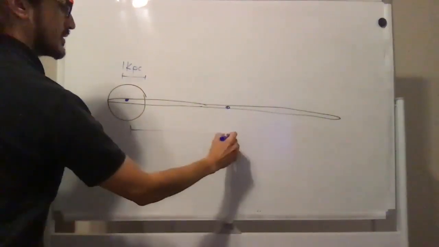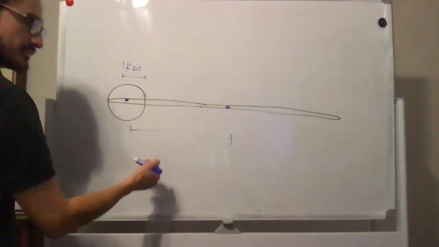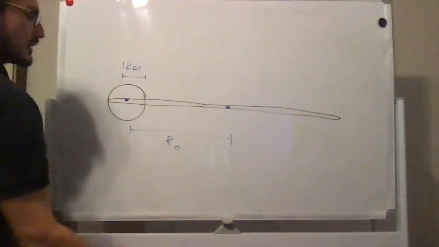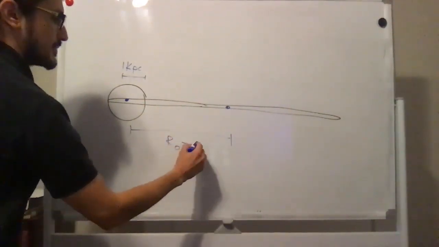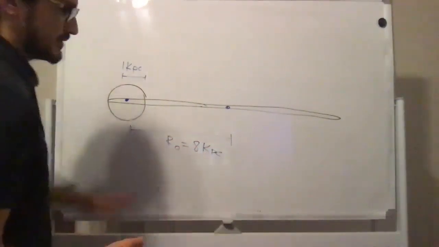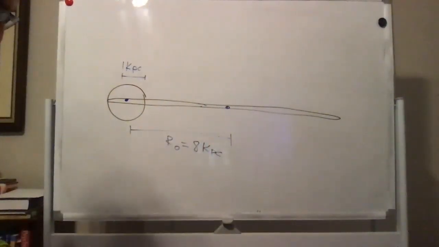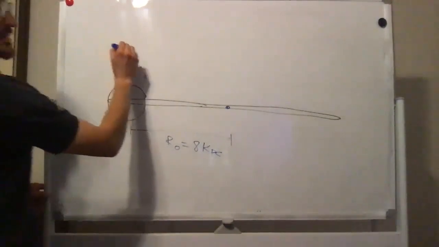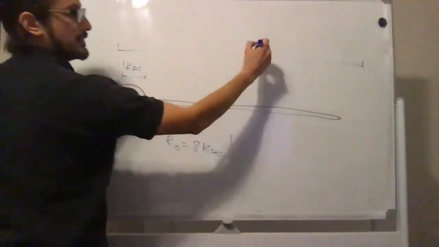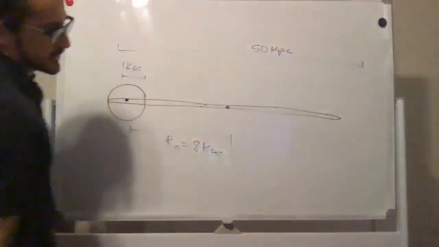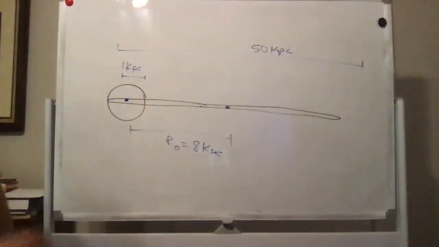So the distance of the sun to the center of the galaxy, let's call it R0, is about 8 kiloparsecs. And in fact, I think it was defined by the International Astronomical Union as exactly 8. And the whole thing is about 50 kiloparsecs. So the central bulge is much smaller. But it does have quite a bit of mass.